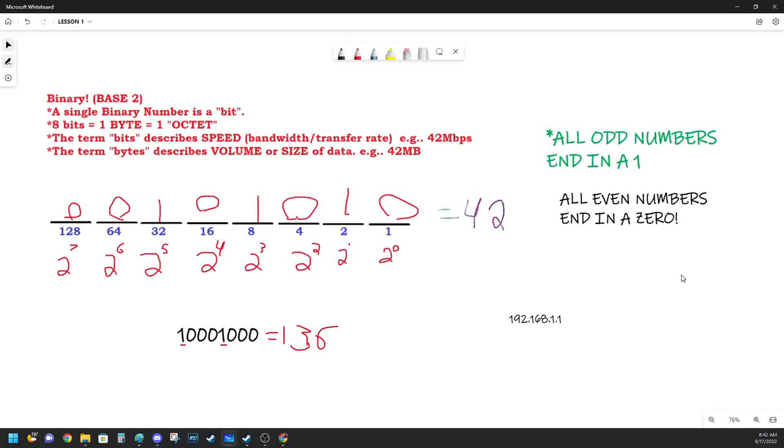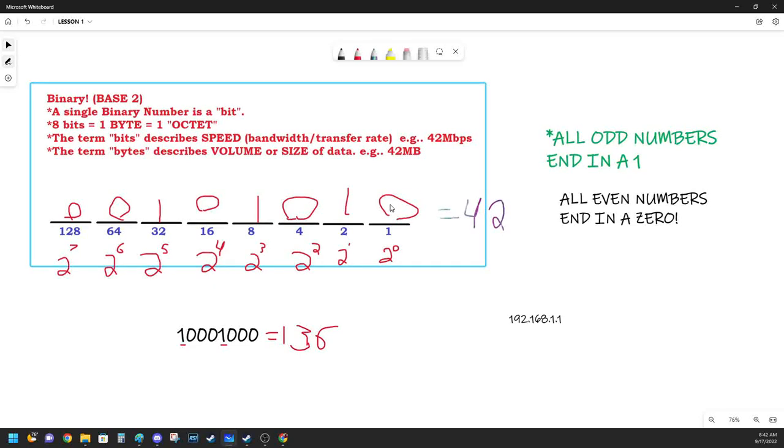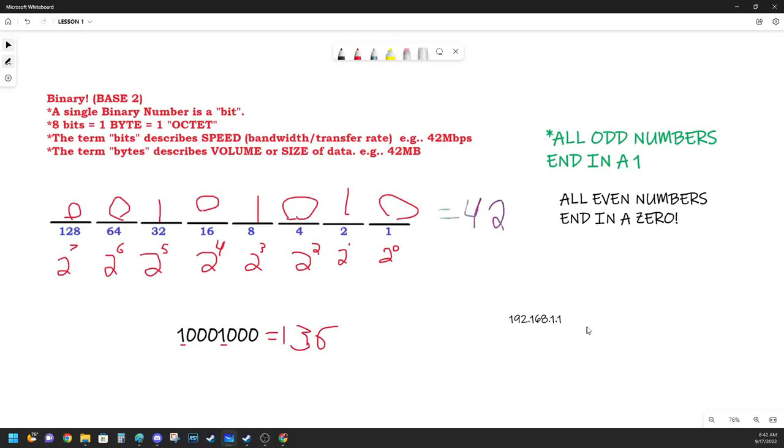Does everybody understand why all even numbers end in a zero, odd numbers end in a one? Yes, because that last number is a one. That's it. And that's the only odd number in the whole numeral system, right?